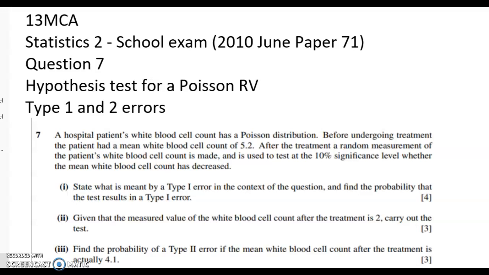Kia ora Year 12. This is question 7 from this year's school exam. It's a good example of a hypothesis test for a Poisson random variable, and there are some nice questions in here about type 1 and type 2 errors.